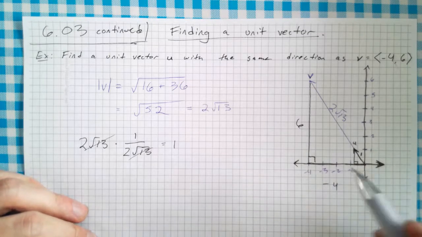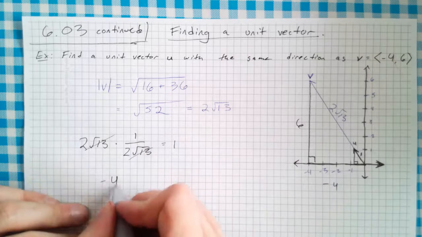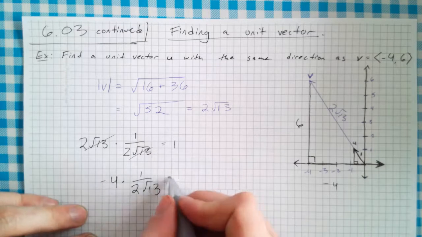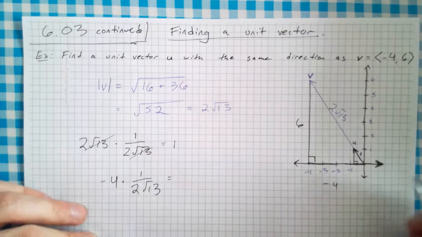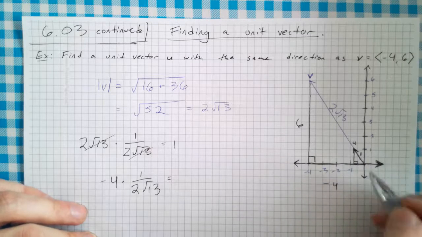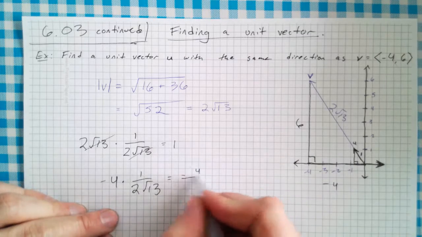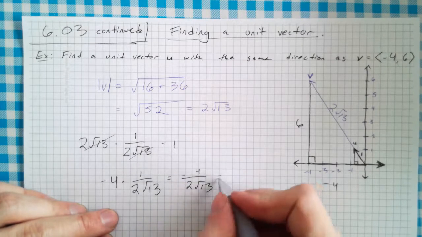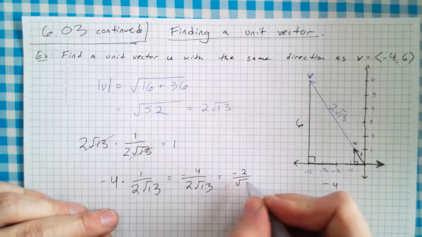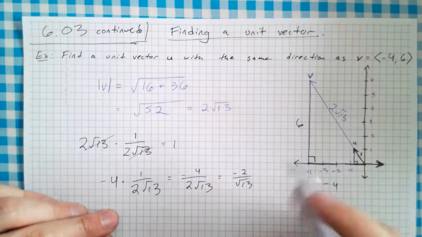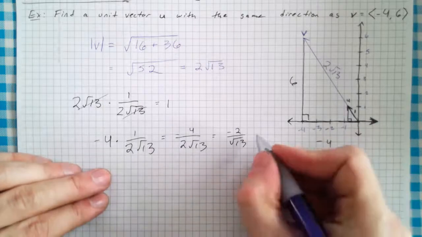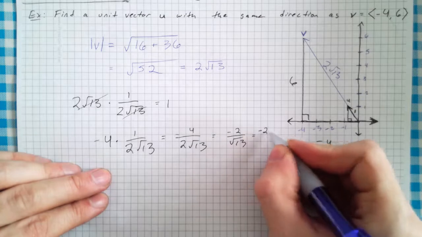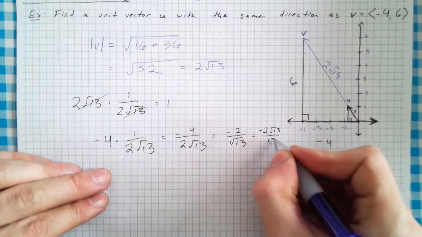Okay, so what's the x coordinate of v? -4. I'm going to multiply that times 1 over 2 root 13, and that will give me the x coordinate for my little unit vector u. So what does that give me? -4 over 2 root 13, and then the 4 and the 2 simplify, so we get negative 2 over root 13. And hopefully you guys know by now that we need to simplify that: we multiply the top and bottom by root 13 and we get negative 2 root 13 over 13.